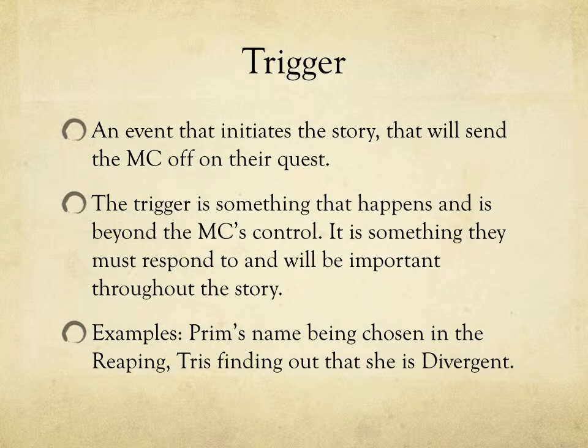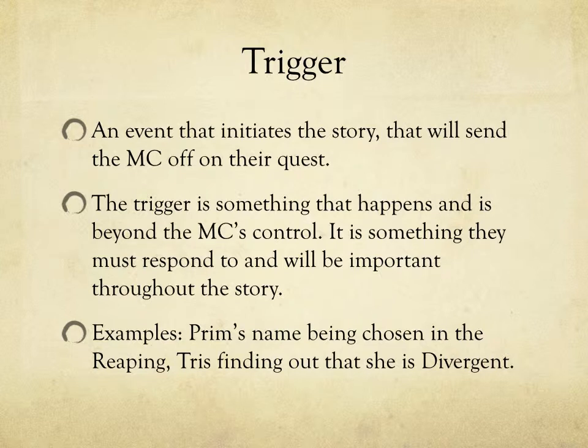And then we have the trigger. And the trigger is really that inciting incident. It's what sets your character in motion in the story. Now, the important thing about the trigger is it should be something that happens that is beyond the main character's control. It isn't the main character deciding to go to London for study abroad; it's the main character deciding to go to London for study abroad and then the plane crashing. So, your trigger is the event that initiates a story.